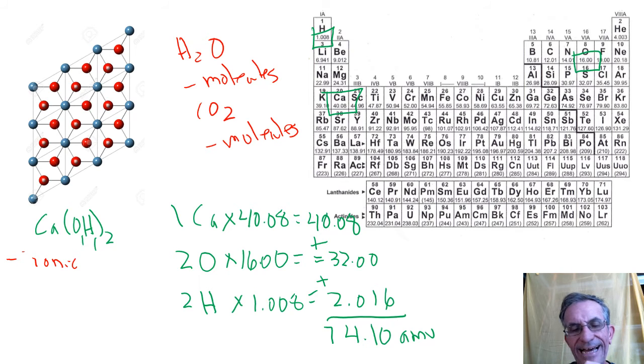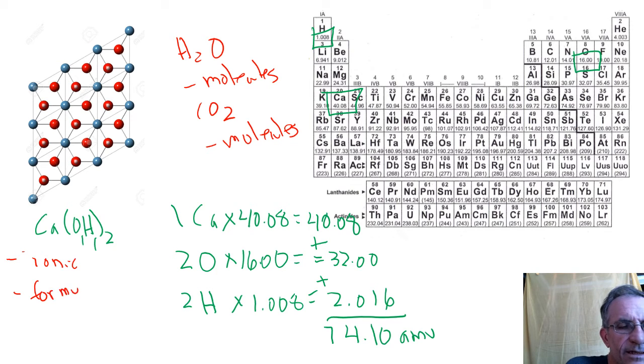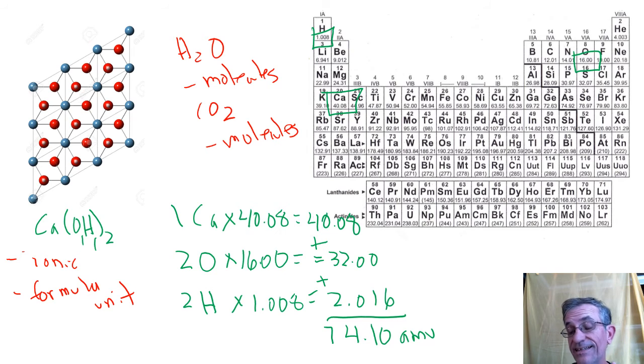So when we add up the weight of an ionic compound, it's not really the weight of a molecule. They're not made up of molecules. So when we add up this weight, this is the weight of what's called a formula unit. It's the same idea. It's the weight of that combination of atoms, but we don't typically call them molecules. We call them formula units.